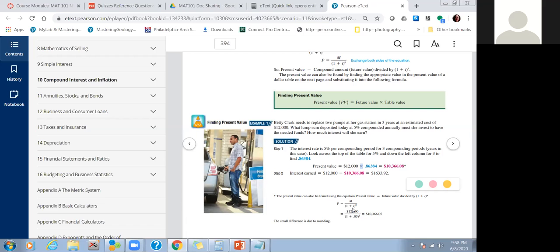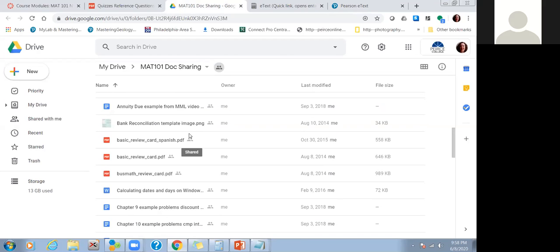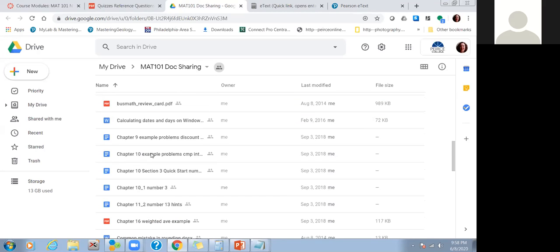There are several learning resources in your Google Share folder. You can either go to the Google Share folder and scroll to find them, or I put links for you in the transcript document if you're looking at the transcript document. You have several chapter 10 examples here, files for you to look at. The exponents on the Windows calculator is also a helpful document posted here in the Google Share folder. And there's a document for calculating the days and dates on the Windows calculator. That can come in handy when you look at chapter 10, section 2, which is all the same process, just for daily compounding.